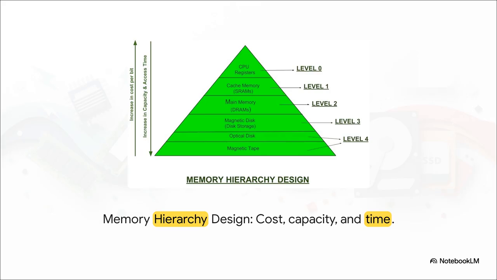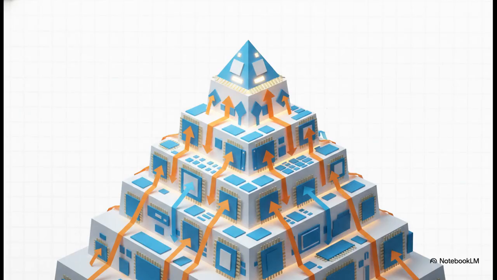As we travel from the bottom base, where we have things like magnetic tapes and optical disks, all the way up to the CPU registers at the very top, a few distinct things happen. Access speed increases dramatically, and the cost per bit absolutely skyrockets. Because the top layers are just so expensive to manufacture, the overall storage capacity drastically shrinks the higher up the pyramid you go.